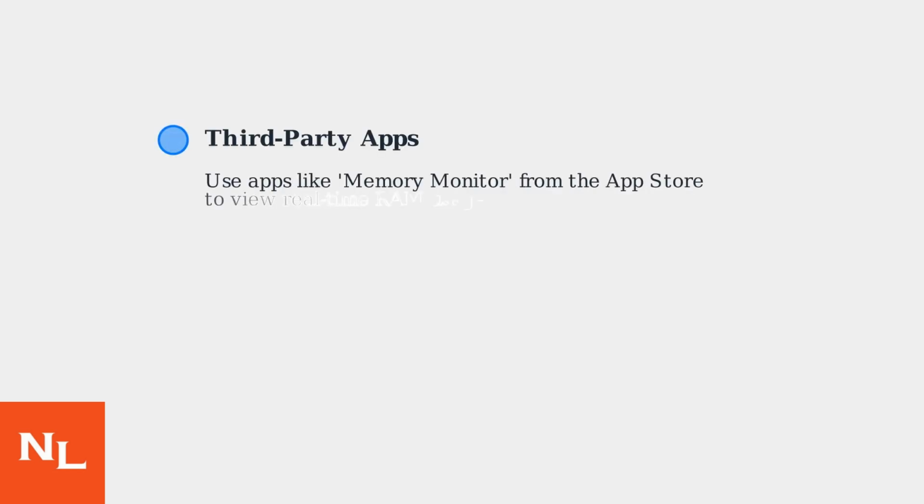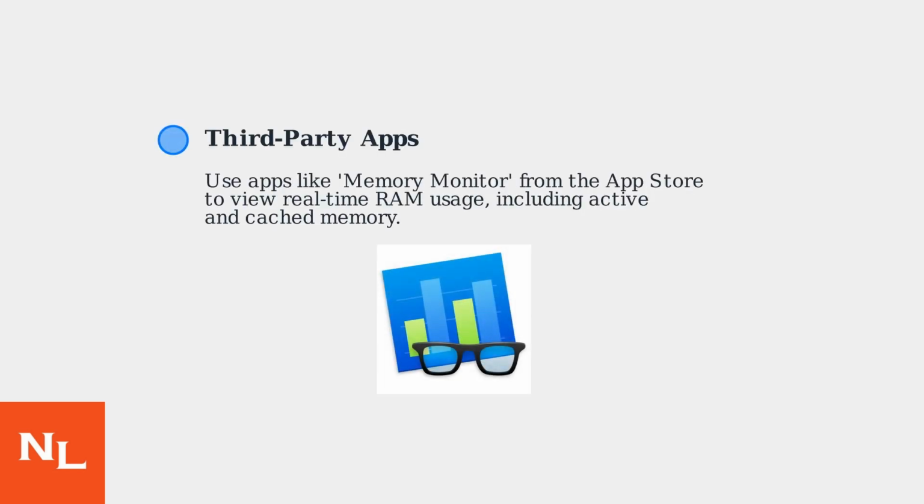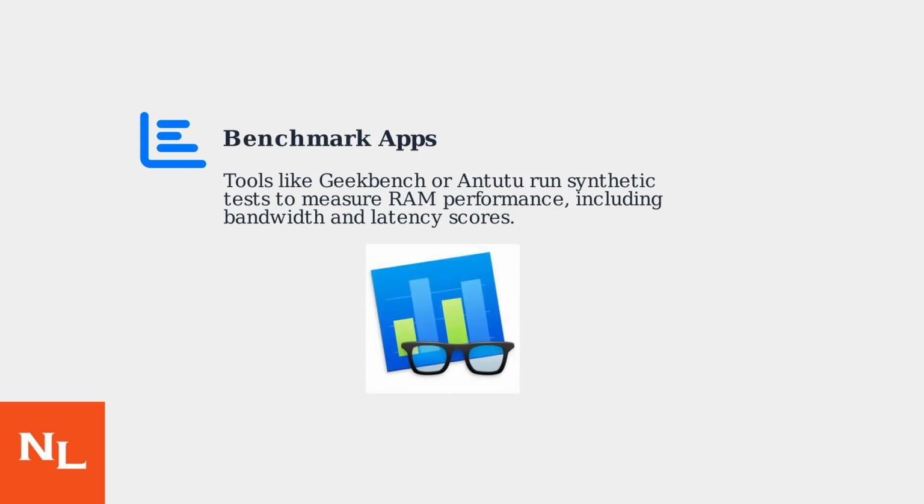Since iOS doesn't provide a direct way to check RAM usage, users rely on alternative methods to monitor memory on iPhone 17 models. One common method is using third-party apps available on the App Store. Apps like Memory Monitor can display real-time RAM usage, showing active memory, cached data, and available free space. Alternatively, benchmark applications such as Geekbench or Antutu can measure RAM performance through synthetic tests. These apps provide scores for memory bandwidth, latency, and overall efficiency.